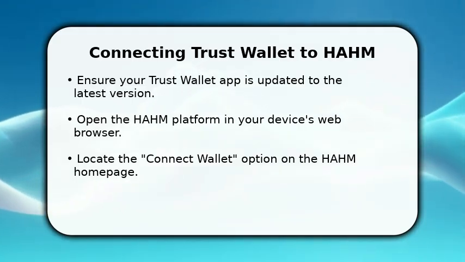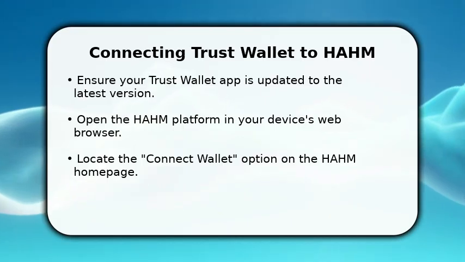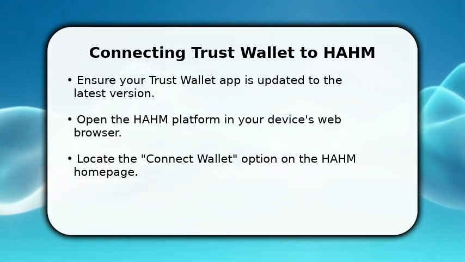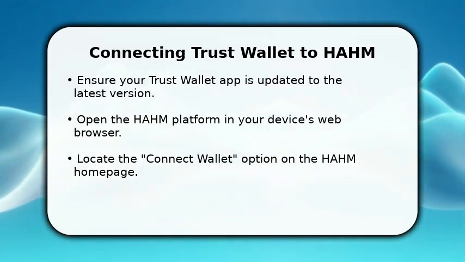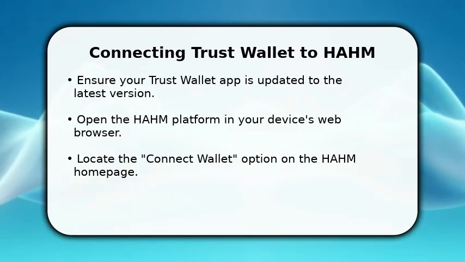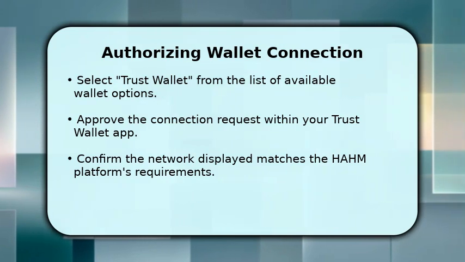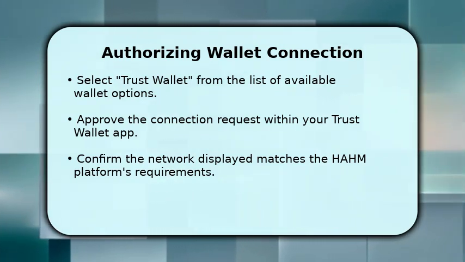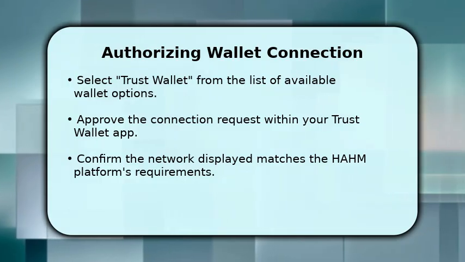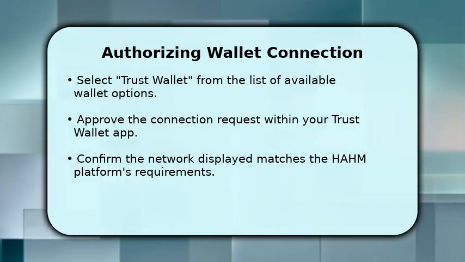Once the Hahm site loads, look for a prominent button or link labeled Connect Wallet or similar, usually found in the top right corner. This is your starting point for the connection process. After clicking Connect Wallet on the Hahm platform, a pop-up or new page will appear, presenting various wallet choices. Select Trust Wallet from this list.